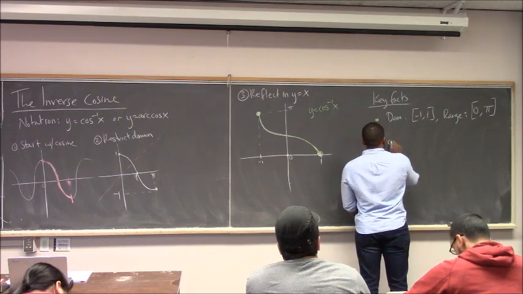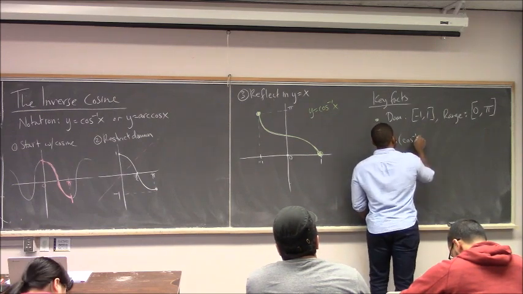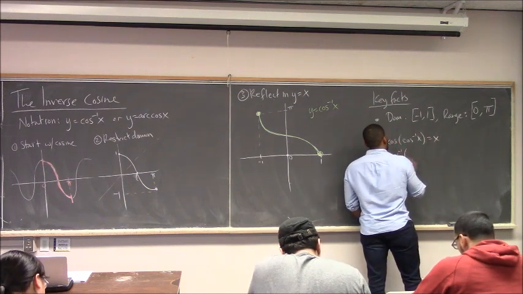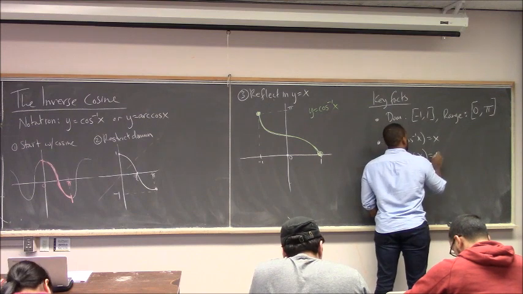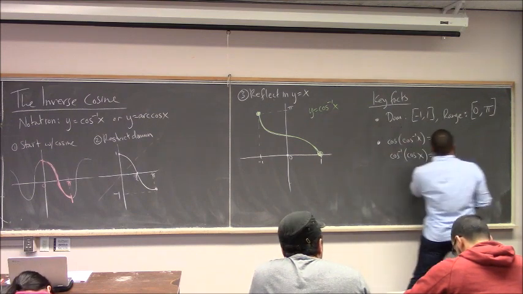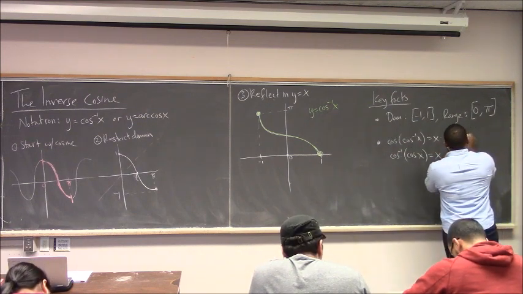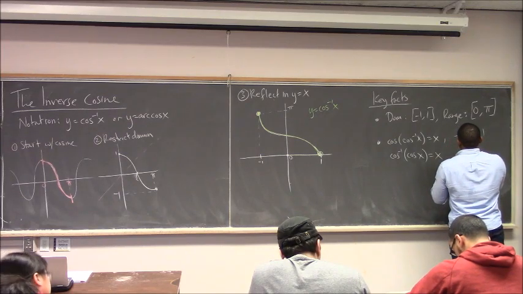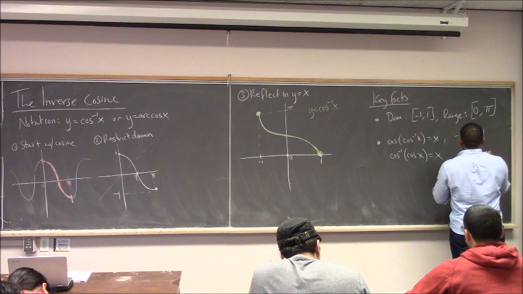Another thing, we know that cosine of cosine inverse of x equals x. Cosine inverse of cosine of x equals x. These are very specific x values though. Only if x stretches between -1 and 1, and here your x stretches between 0 and pi.